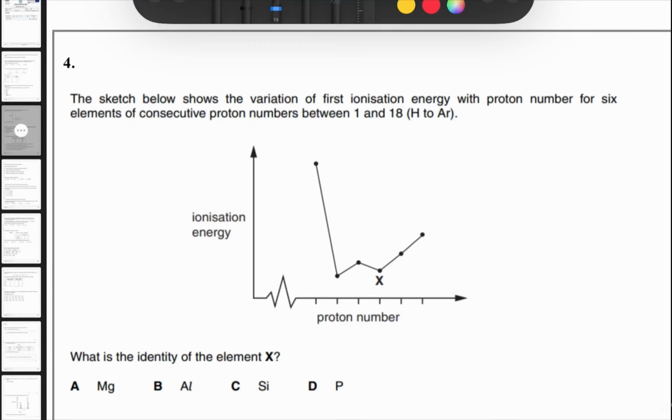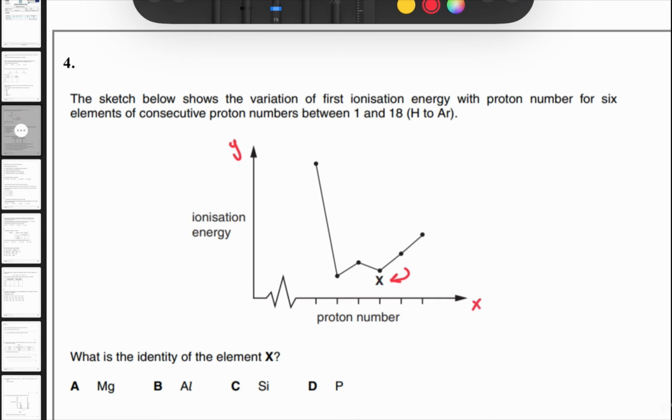Welcome everybody. Pause the video and read the question carefully. As we can see, the target of this question is identifying the element X here. And as we can see, the y-axis represents the ionization energy, whereas the x-axis represents the proton number.